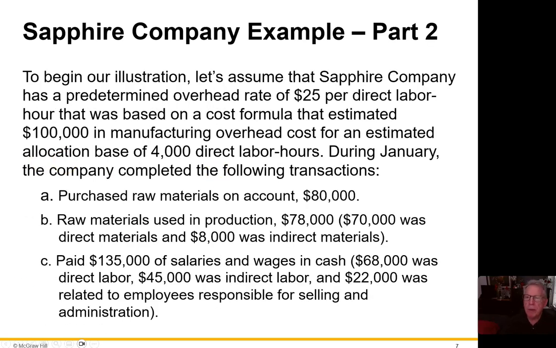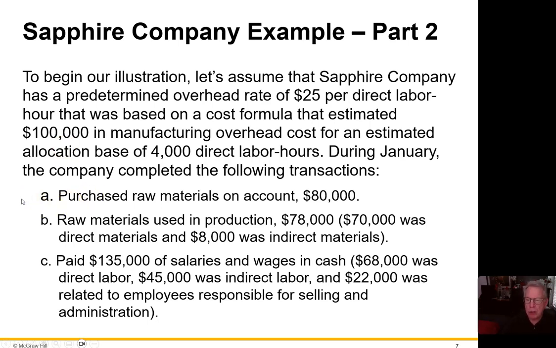Okay, so to begin the illustration, let's assume that the Sapphire Company has a predetermined overhead rate of $25 per direct labor hour. That was based on a cost formula that estimated $100,000 in manufacturing overhead cost for an estimated allocation base of 4,000 direct labor hours. During January, the company completed the following actual transactions.